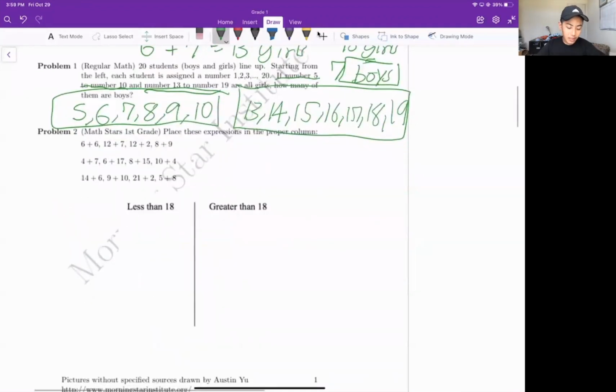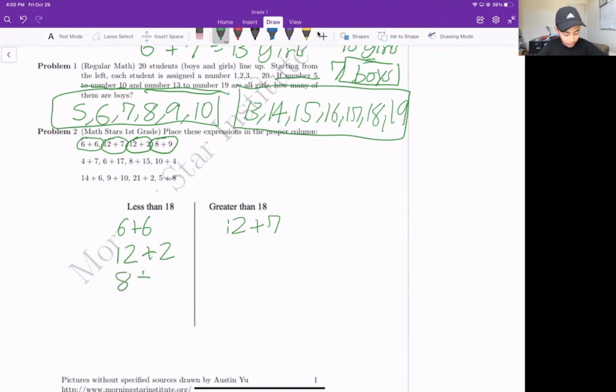Moving on to problem 2, it says place these expressions in the proper column. The first one is 6 plus 6, and that goes right here, which is 12. 12 plus 7 is 19, so that goes right here. 12 plus 2 is 14, so that goes right here. 8 plus 9 is 17, so that also goes right here. 4 plus 7 is 11, so that also goes right here.